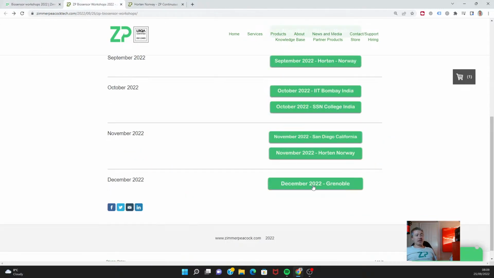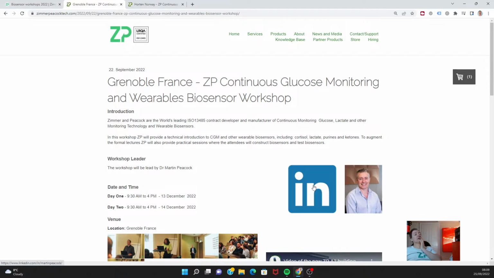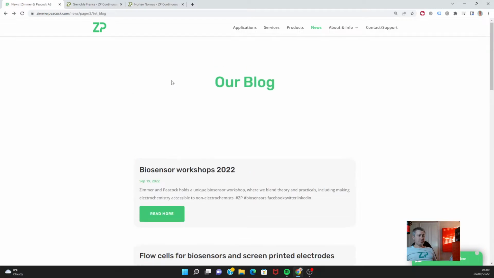And we also have a workshop in Grenoble, second week, just before Christmas. So just sneaking in at the end of the year there, we're doing a workshop in Grenoble around continuous glucose monitoring and wearable sensors as well.